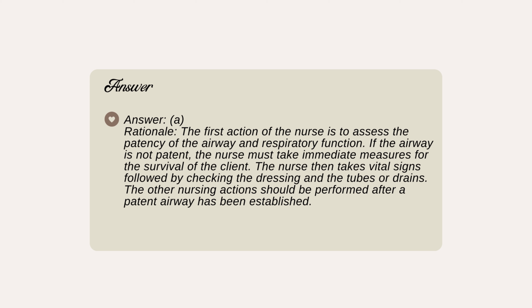Answer is A. Rationale. The first action of the nurse is to assess the patency of the airway and respiratory function. If the airway is not patent, the nurse must take immediate measures for the survival of the client. The nurse then takes vital signs followed by checking the dressing and the tubes or drains. The other nursing actions should be performed after a patent airway has been established.